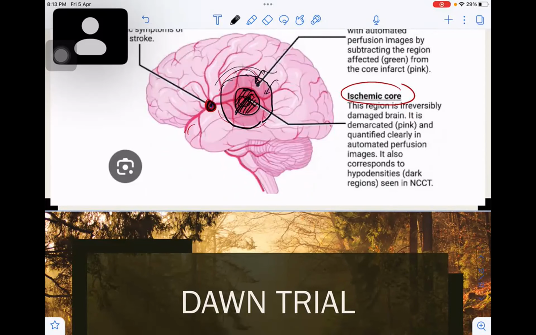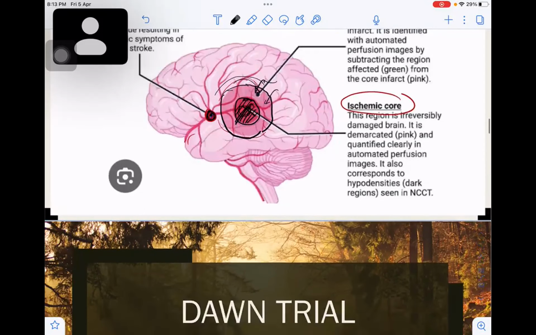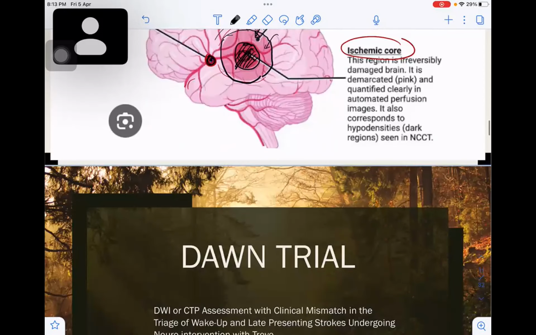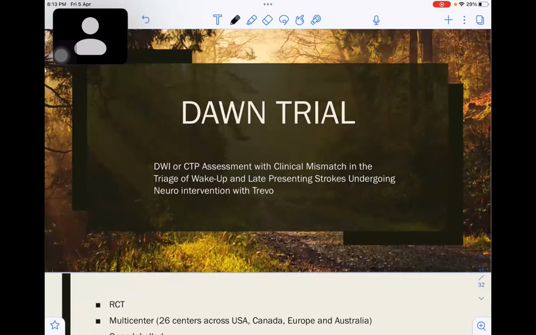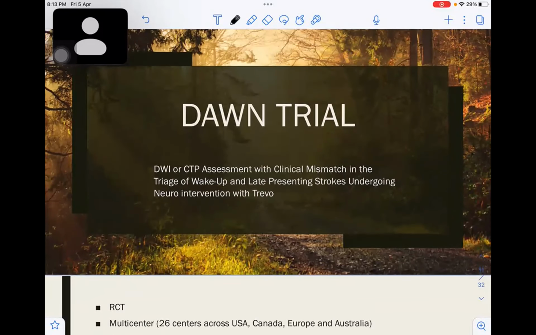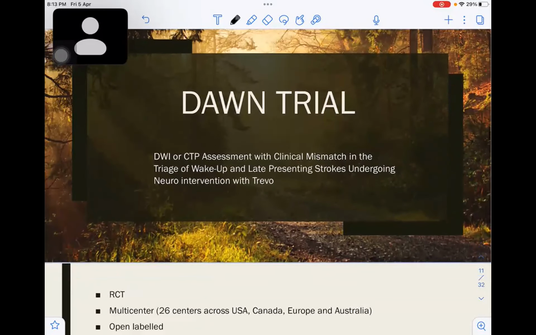So this is the main concept behind the two major trials, that is the DAWN and the DEFUSE trials. The DAWN trial, which was published in 2018, stands for diffusion weighted imaging or CT perfusion assessment with clinical mismatch in the triage of wake-up and late presenting strokes undergoing neurointervention with Trevo. Trevo is nothing but the mechanical thrombectomy device that they used in this trial.